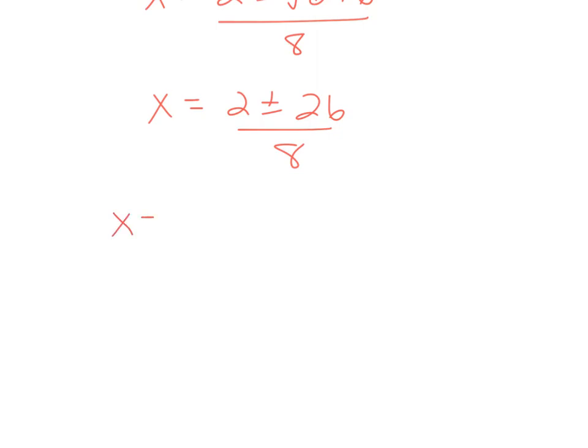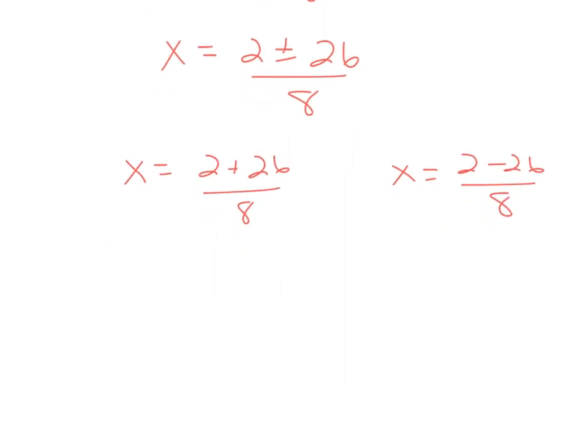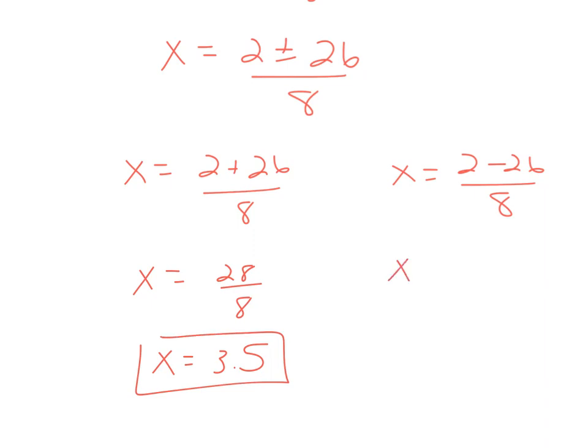So when I do that, I'm going to get 2 plus 26, divided by 8, and 2 minus 26, and divide that by 8. So 2 plus 26 is 28, divided by 8, and I ended up with 3.5. So on this one, 2 minus 26 is negative 24. Divide that by 8 and you get negative 3.